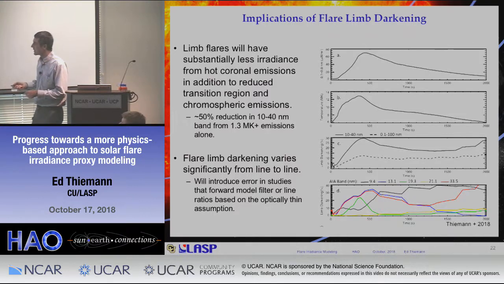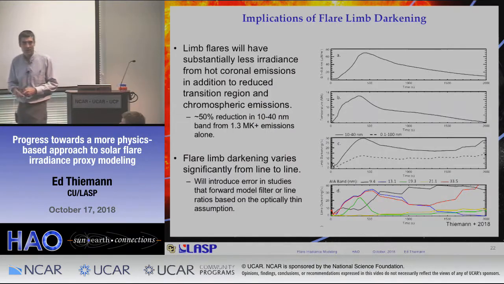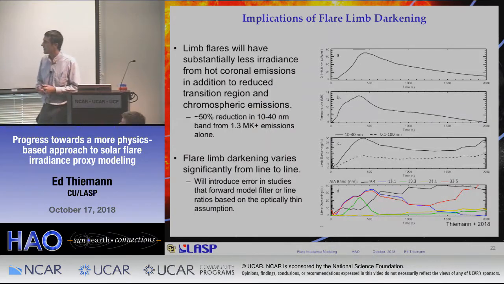And so if you're doing studies that are using AIA filter ratios or EVE line ratios, and you're studying flares, and you're not accounting for the fact that the optically thin approximation is breaking down, you're going to get different results in your predictions of temperature and plasma density if that flare is located at disk center versus whether it's located at the limb.